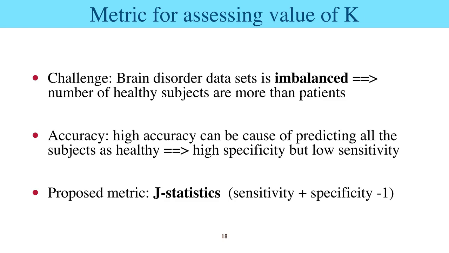So we used another measure called J statistic, which is sensitivity plus specificity minus 1. Since the J statistic considers both sensitivity and specificity, we hypothesized that we can probably get a better result than by considering only accuracy.